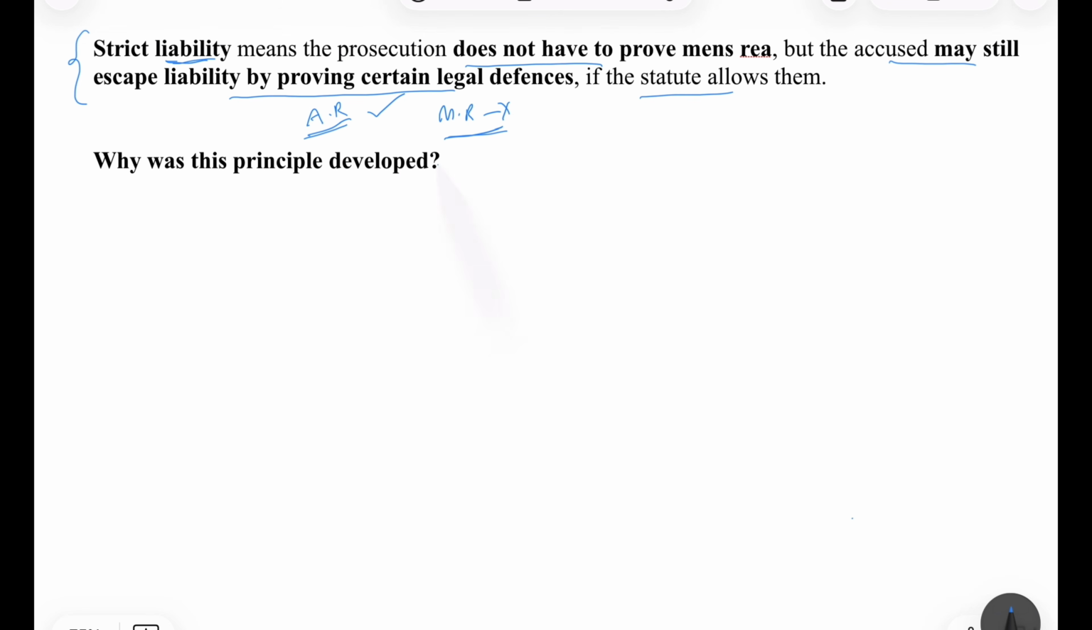Firstly, why was this principle developed? To protect the public welfare in areas such as food safety, public health, environmental protection and consumer protection. If the prosecution had to prove what every accused knew or intended, many offenders would escape punishment, because it is difficult to prove mens rea.